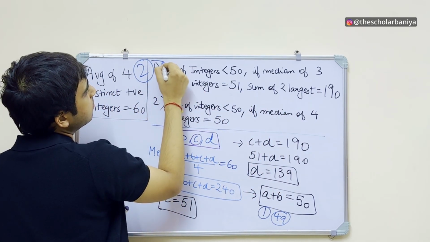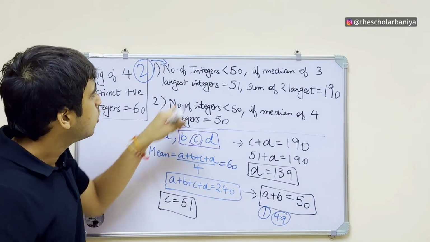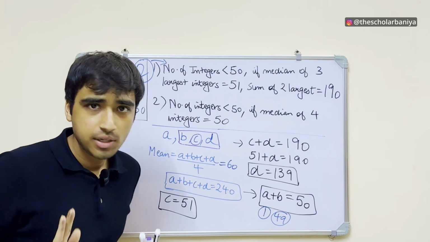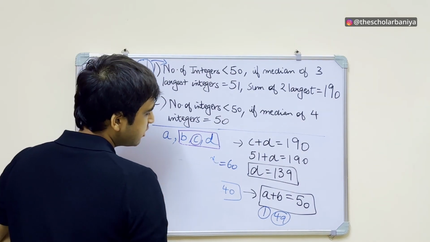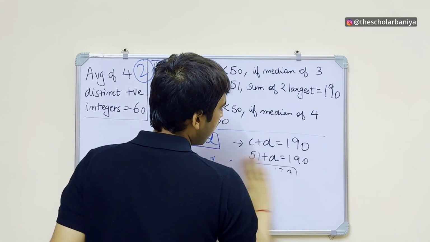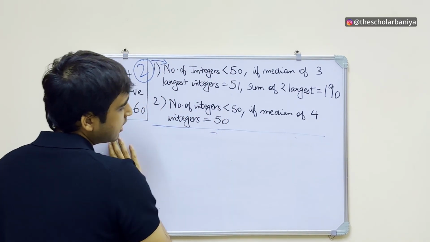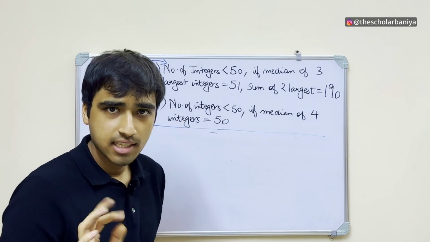For the first part, the answer becomes 2. There are two integers which are less than 50. I hope this should be absolutely clear, right? Okay. Now let's solve the second part and see how many integers are less than 50 in that. So in this case, we have to find the number of integers less than 50.